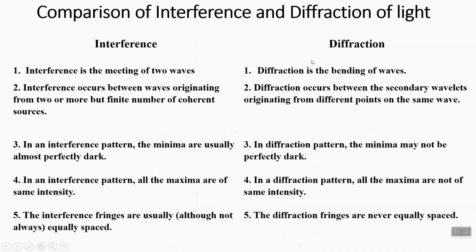Now let us see the difference between interference and diffraction of light. Interference is the meeting of two waves, whereas diffraction is the bending of waves around the corners of obstacles like a slit. Interference occurs between waves originating from two or more but finite number of coherent sources, whereas diffraction occurs between the secondary wavelets originating from different points on the same wave. In an interference pattern, the minima are usually almost perfectly dark, whereas in a diffraction pattern, the minima may not be perfectly dark.